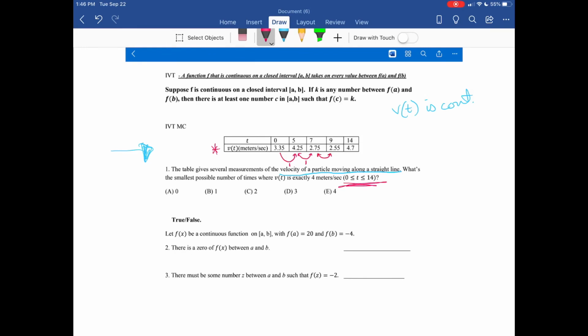Moving from 7 to 9, what do you think? 2.75 to 2.55? Inconclusive. That's a maybe, but not definitively. And then the last one, what about from 2.55 to 4.7? Absolutely. So we know there are exactly 3 times, at least, where our velocity is 4 meters per second. And if we graphed this, we would see that it had to cross 4 in at least 3 places on that graph.